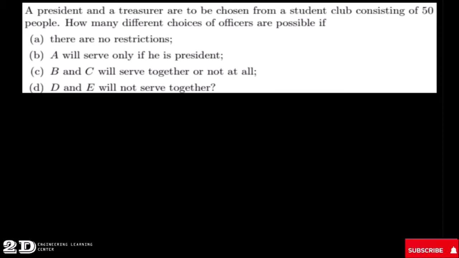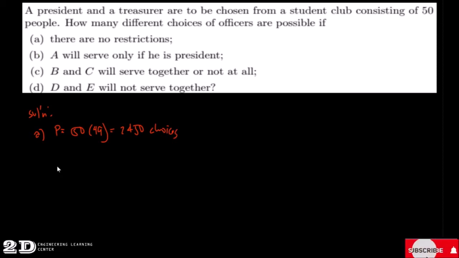First we will answer the first condition, which is letter A. So there are no restrictions, so we could select two distinct positions, the president and a treasurer. We could use the multiplication rule: the first choice, you have 50. Then for the second choice, we have already deducted the member who has been elected as president, so this will be 49. This will be equal to 2,450.